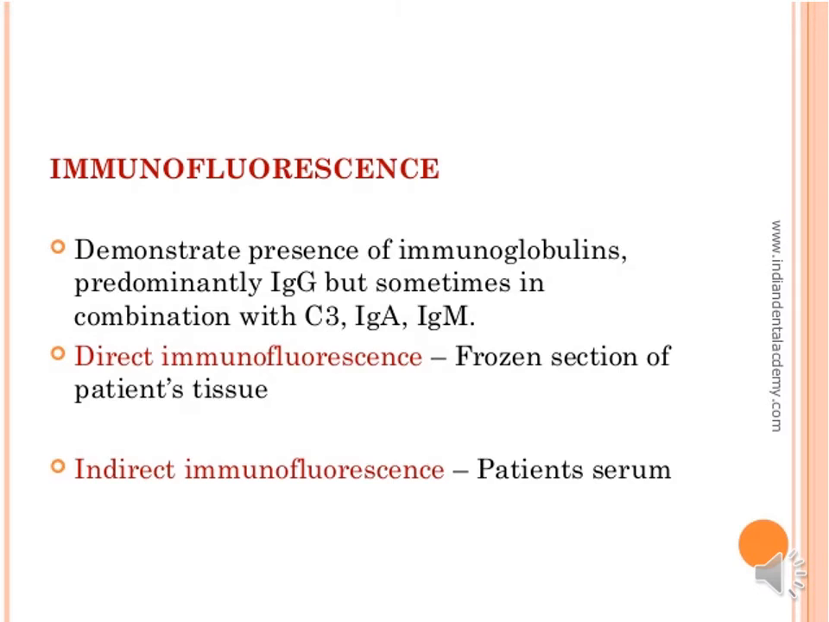Immunofluorescence demonstrates the presence of immunoglobulin, predominantly IgG, but sometimes in combination with C3, IgA, IgM. Direct immunofluorescence uses a frozen section of patient tissue. Indirect immunofluorescence uses patient serum. We can do these immunofluorescence tests.